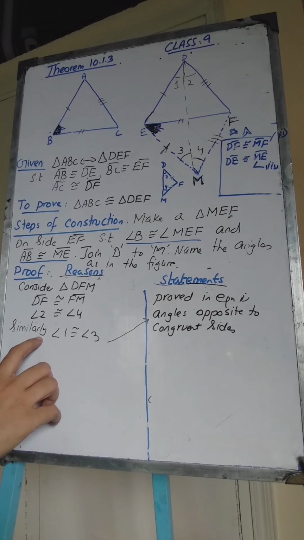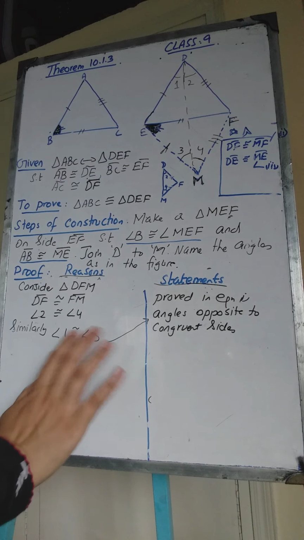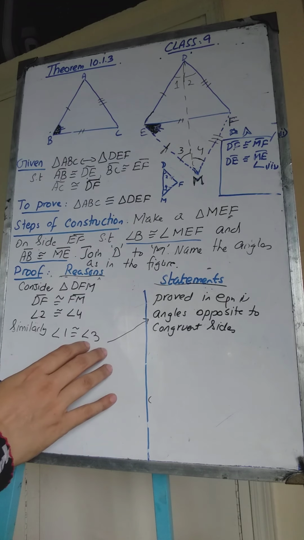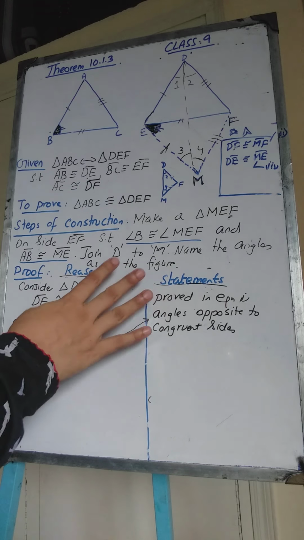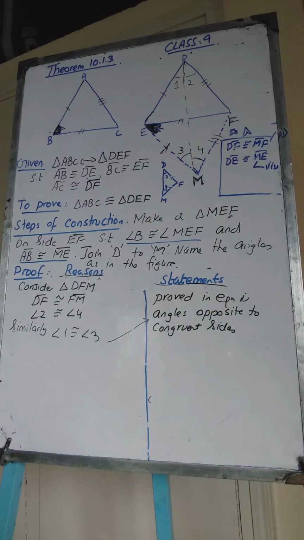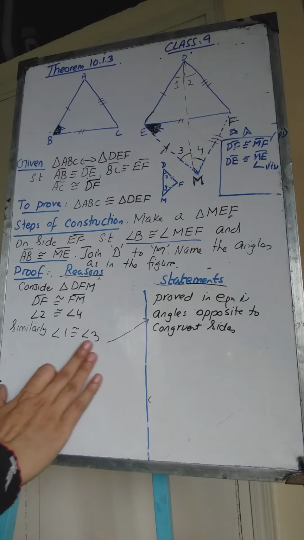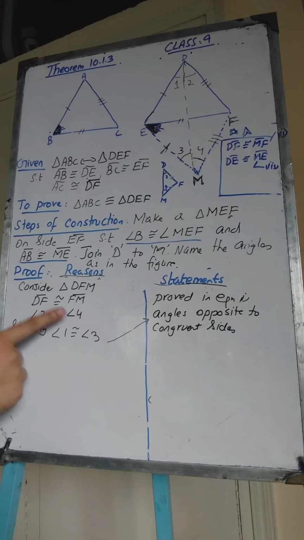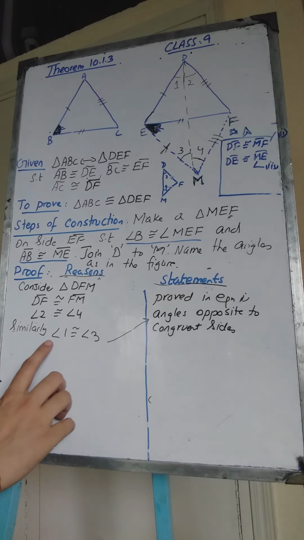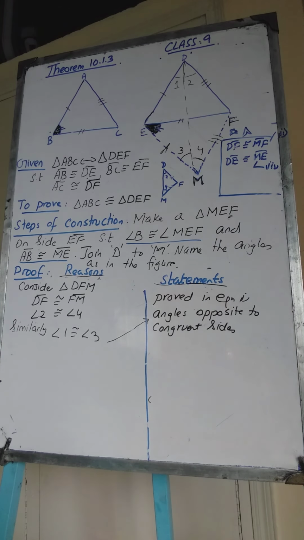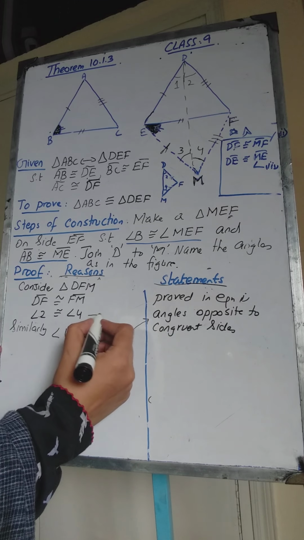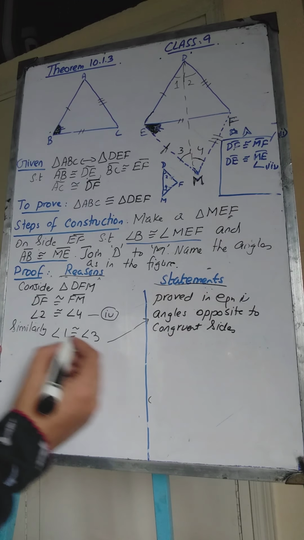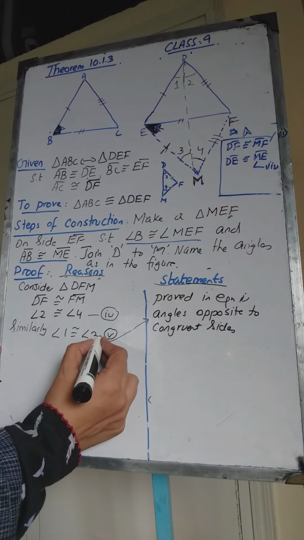As we have written "similarly", you don't need to explain the logic of this. Similarly means that according to the same logic that we have used in the previous lines. In this, angle 2 is congruent to angle 4. On the same lines we can prove that angle 1 is congruent to angle 3. So you don't need to go into the discussion of this because it is proved in the same method as angle 2 and angle 4. As angle 2 is congruent to angle 4 and angle 1 is congruent to angle 3, let me mark this as equation 4 and this as equation 5.